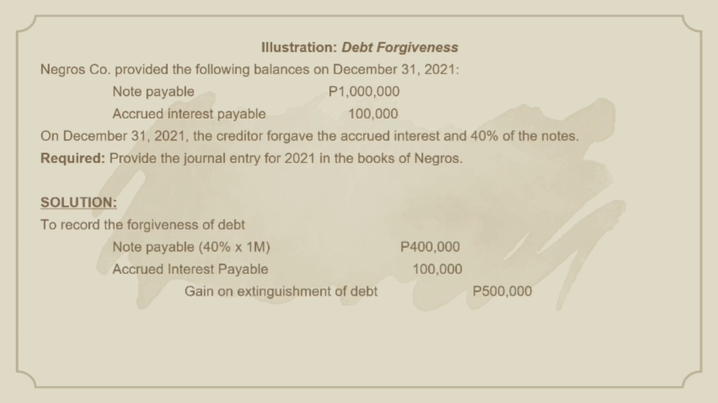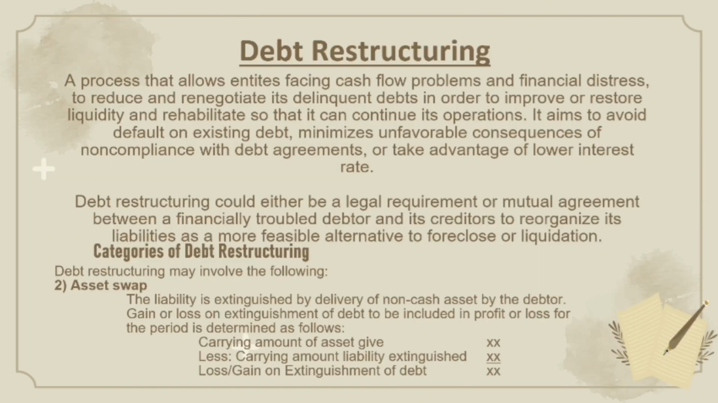Required: provide the journal entry for 2021 in the books of Negros. So to record the forgiveness of debt, we have the debit notes payable 40% of 1 million, so 400,000. Debit accrued interest payable of 100,000, and credit gain on extinguishment of debt 500,000. The second category of debt restructuring is the asset swap. It is the settlement of liability by delivery of non-cash asset by the debtor.